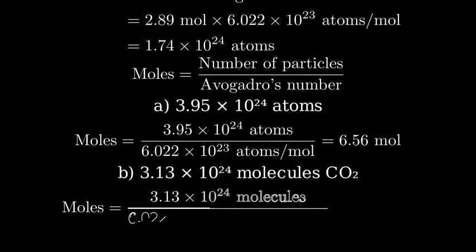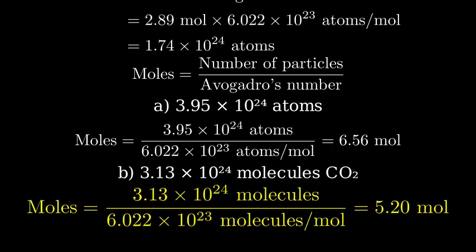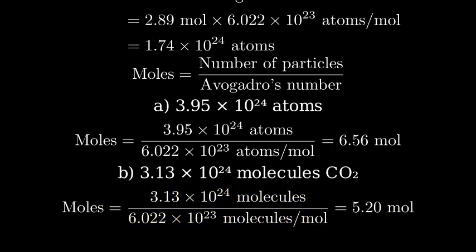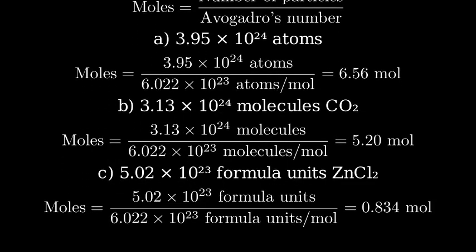For part B, we have 3.13 times 10 to the 24th molecules of CO2. Dividing by Avogadro's number gives us 5.20 moles. For part C, we have 5.02 times 10 to the 23rd formula units of zinc chloride. Dividing by Avogadro's number gives us 0.834 moles.